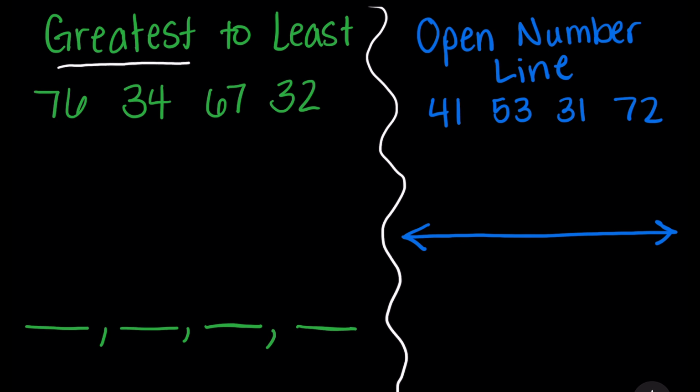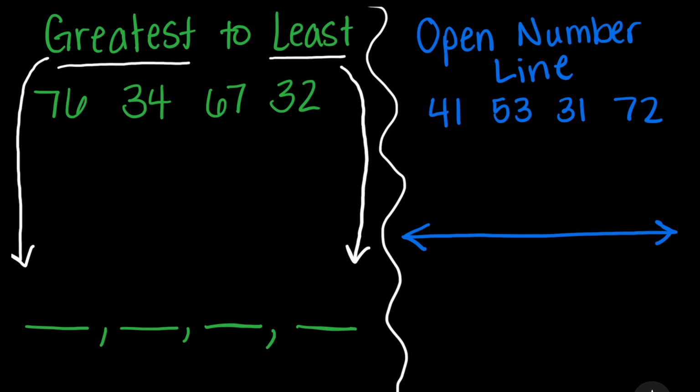Okay, so the green side is what we're going to do first. There are four numbers, 76, 34, 67, and 32. We have to order these greatest to least. What does the word greatest mean? It means biggest. So the biggest number, the greatest number, is going to go on that first line, and the least number is going to go on the last line. Least means what? It means littlest.